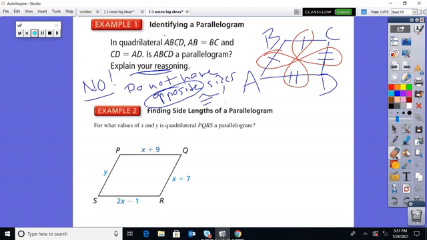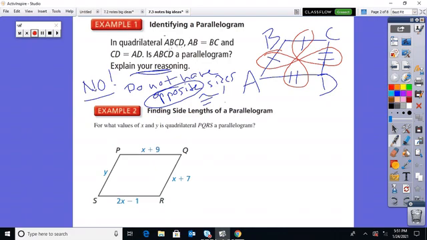I'll just draw it down here, then I'll erase it. It could be a kite, right? You could have those two the same and those two the same. So not a parallelogram unless you have the opposite sides congruent, as the French would say. I don't know what the French word is for congruent, but I'm sure it's really cool.